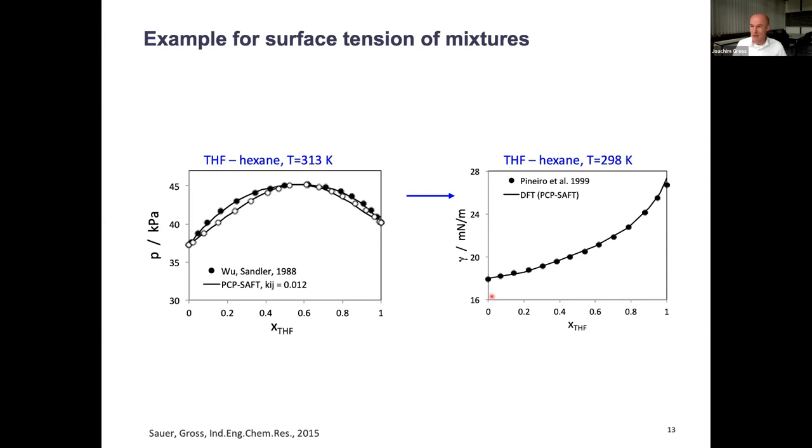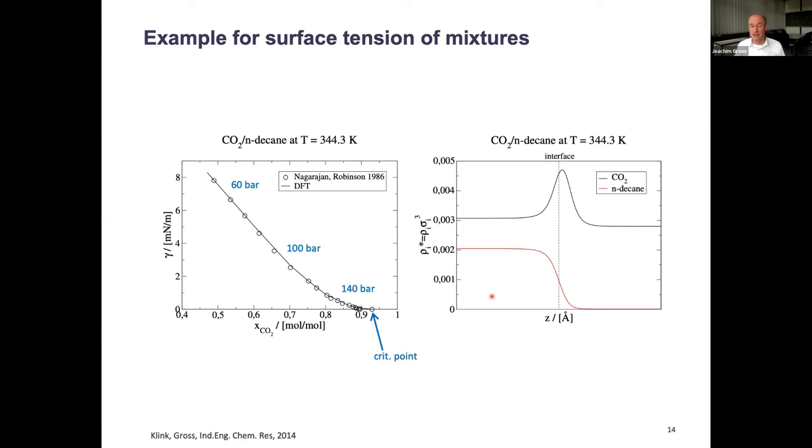So these old results I included to build some faith in the density functional theory, and that it is actually rather strong in predicting quantities. These are results for carbon dioxide and decane, and this is a composition of carbon dioxide in the liquid phase. As pressure increases, the carbon dioxide dissolves more and more in the liquid phase until at this point we find a critical point and the surface tension vanishes, like the distinction between the two phases vanishes.